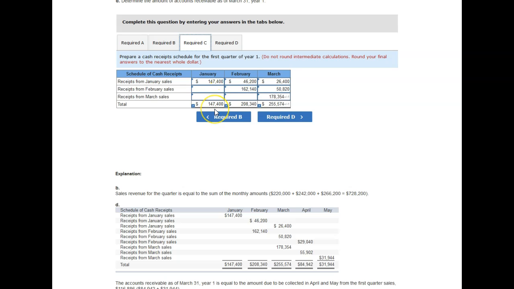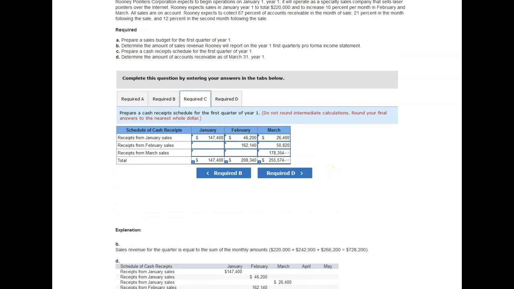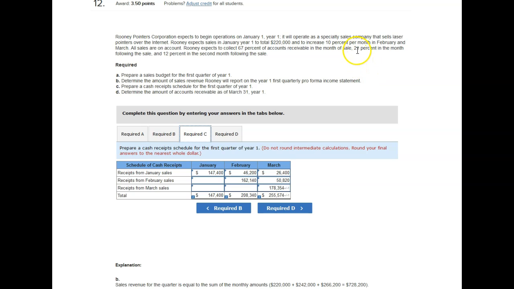part of January's sales. Now in February, we have two types of cash collections going on in February. We have another 21%. Again, don't forget about these numbers up here. 21% month after, 12%, we're going to use this in a second also, second month after the sale.